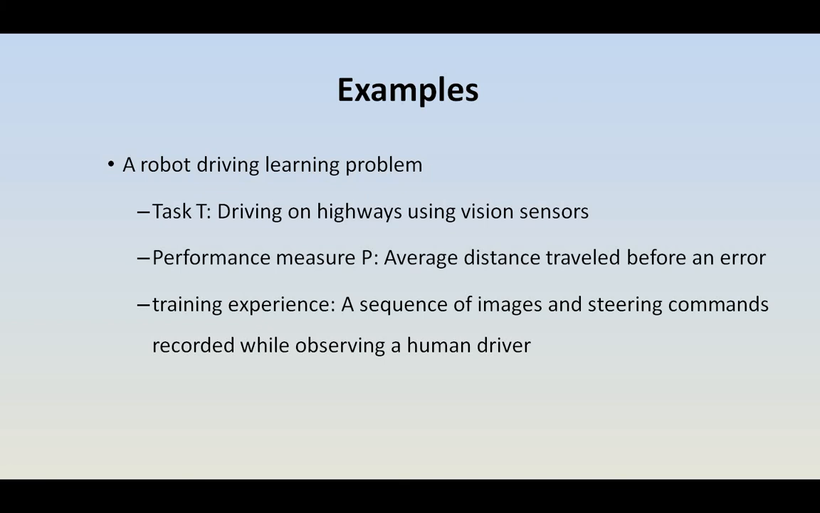These vision sensors help so that if any object nearby is identified or detected, it just passes nearby without hitting it. So just in driving it helps. Vision sensors may help for this robot driving learning problem. Vision sensors play a vital role while driving. Okay, so what is the performance measure for this? Average distance traveled before an error.